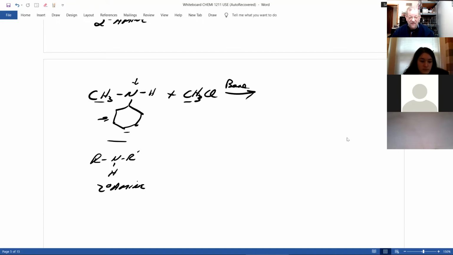And ooh, carbon with a halogen. An alkyl halide, where X can be chlorine, bromine, or iodine. In the presence of base, you make a tertiary amine.